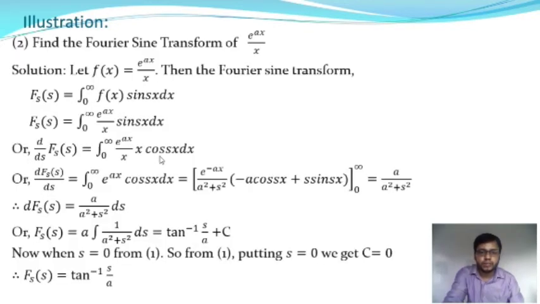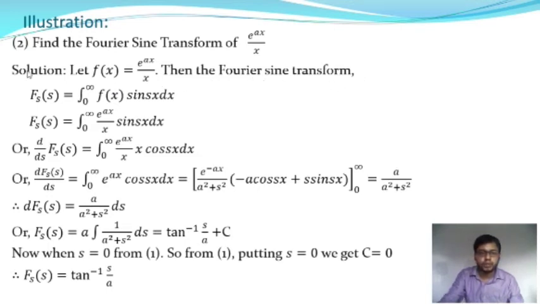After that, we are going to take one more example on the properties of Fourier transformation. So here is the example. Find the Fourier sine transformation of the function e to the power x by x. Okay, so let the function f(x) is equal to e to the power x by x. Then the Fourier sine transformation.